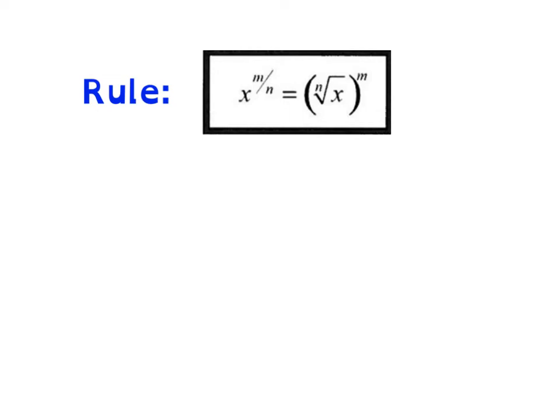The rule we want to look at this time is the one that says x to the m divided by n power is the same thing as the nth root of x, all raised up to the m power.